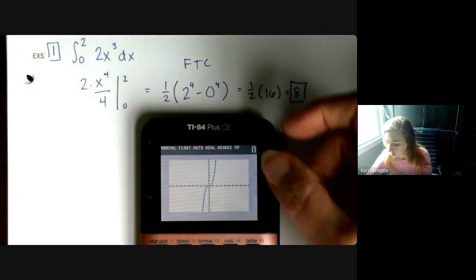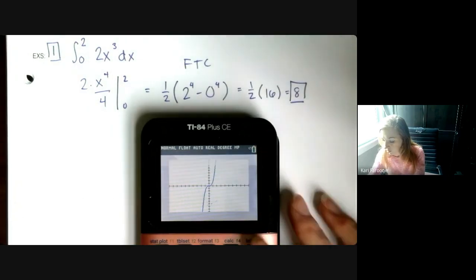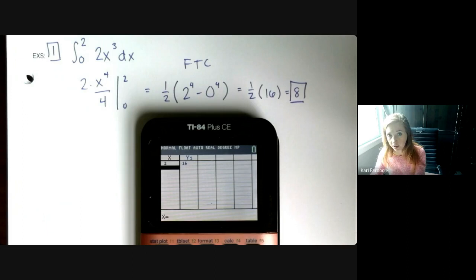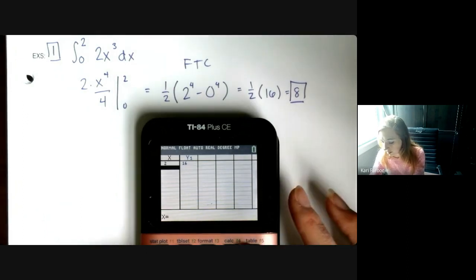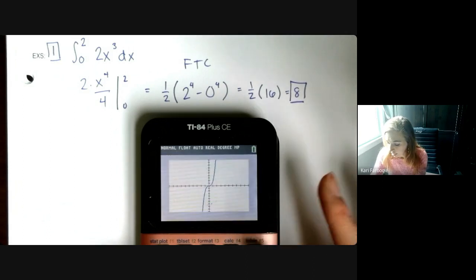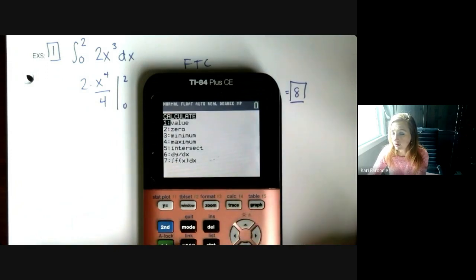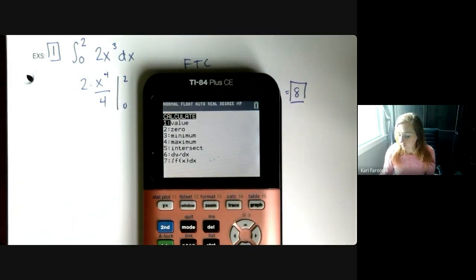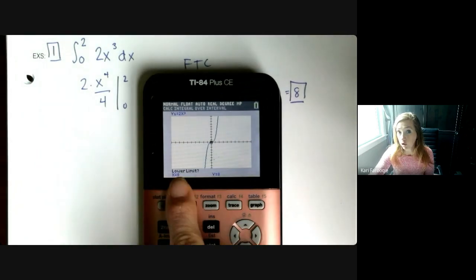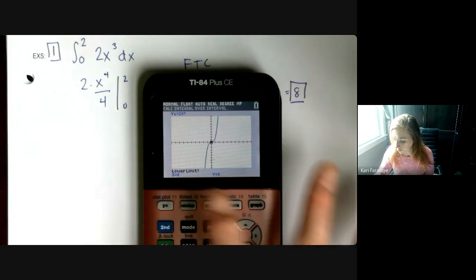My calculator might struggle with this because I think that if you're not sure, look at your table, and x is 2, y is 16. If it's not in the window, I think it struggles to find the area. But what I'm going to do is go to the graph and hit second trace, which is calculate. And I'm going to ask it to find the integral for me, which is 7. Or you can just enter 7. And it's going to ask you for a lower limit. The lower limit is 0. So it's already at 0. So I'm just going to say enter.